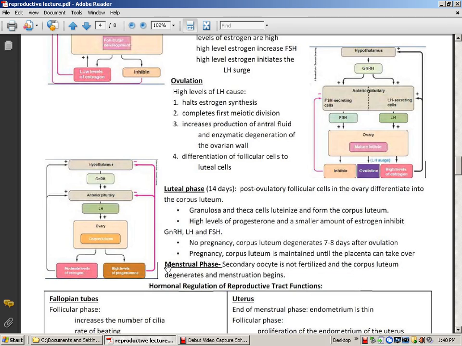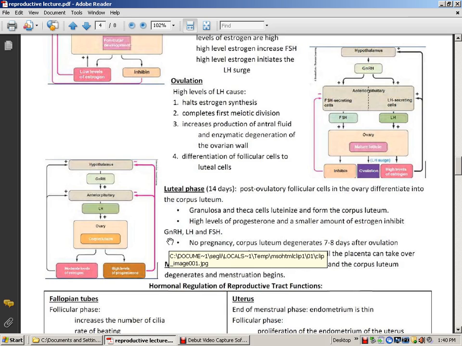So if no fertilization happens, then she shifts into the menstrual phase. So the luteal phase, you've got those 14 days after ovulation. She has roughly 7 or 8 days for that fertilized egg to implant into the wall. There's certain timelines you kind of have to remember.